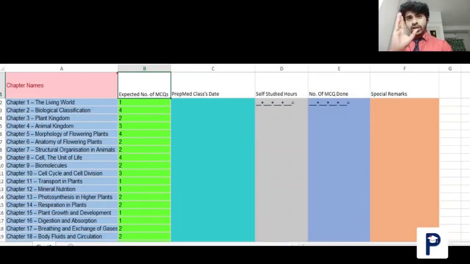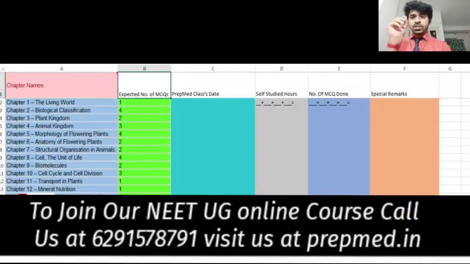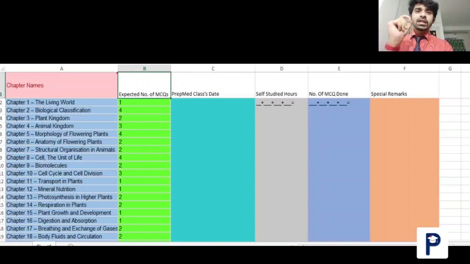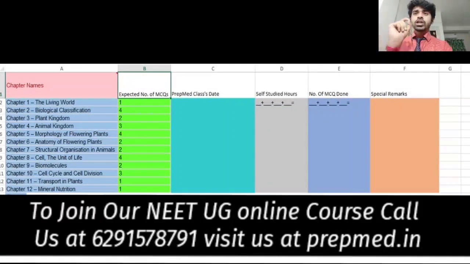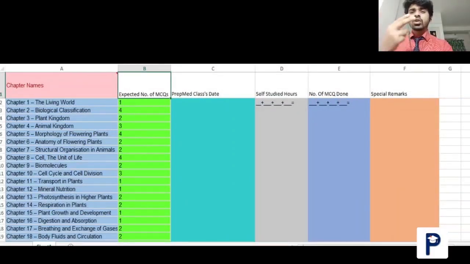Next you move to the rightmost column, that is the PrepMed class date. Suppose you belong to class 11 or class 12, whatever, just put the date. Suppose we are taking a class on biomolecules on date X, write it in the PrepMed class date and how much duration it was. Suppose the biomolecule class I took almost 3 classes or 2 classes, then you will simply write 4 hours.